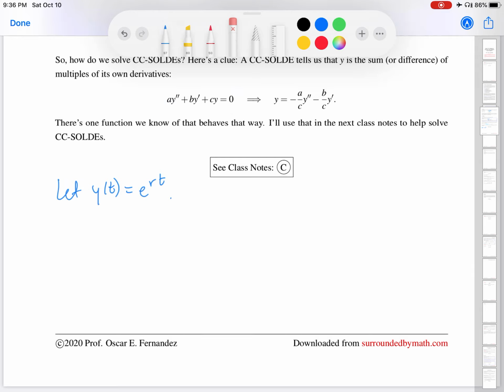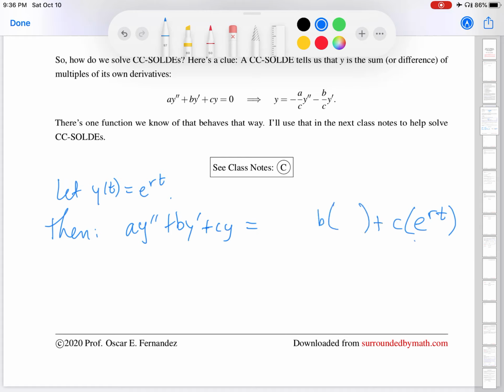So if we are letting y of t be e to the rt, then what's going to happen? Let's calculate the quantity that's on the left-hand side of the ODE. So I'm actually going to start from the right and work my way left, because that way I can do the differentiation with you. So here's y. I'm putting it in over there, multiplying it by c. Then I'm going to add, the next term is y prime. So the derivative of e to the rt, I need a chain rule for that, brings down the r.